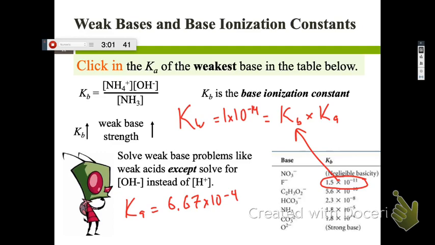Let's think of the pKa and the pKb of a conjugate acid-base pair. If we have a strong acid with a Ka value, I think nitric acid is 28, but a lot of them are like 1,000,000 or something like that, right? What is the pKa of this? This is the negative log of 28. What's the negative log of 28? Anybody?